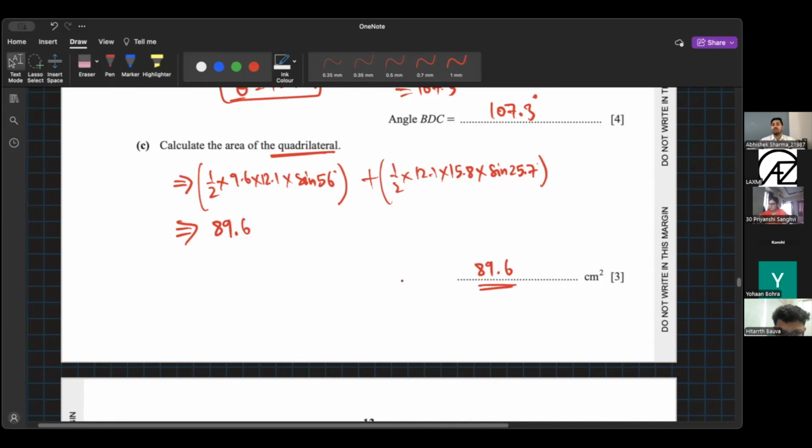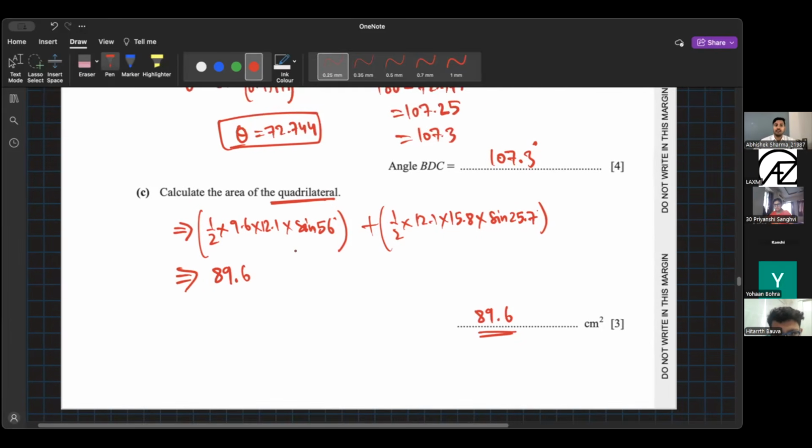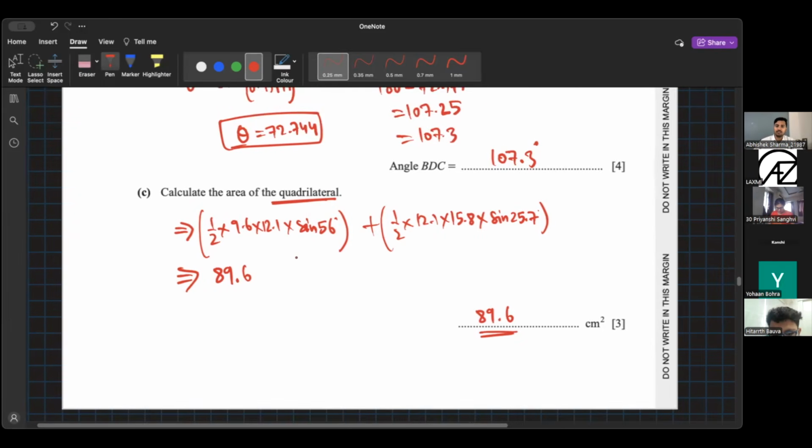Are we all getting 89.6? Any doubts in this? Is it 89.5? It is 89.59 or something. Sorry, yeah, 89.6. So correct up to 3 significant figures, the final answer will be 89.6.